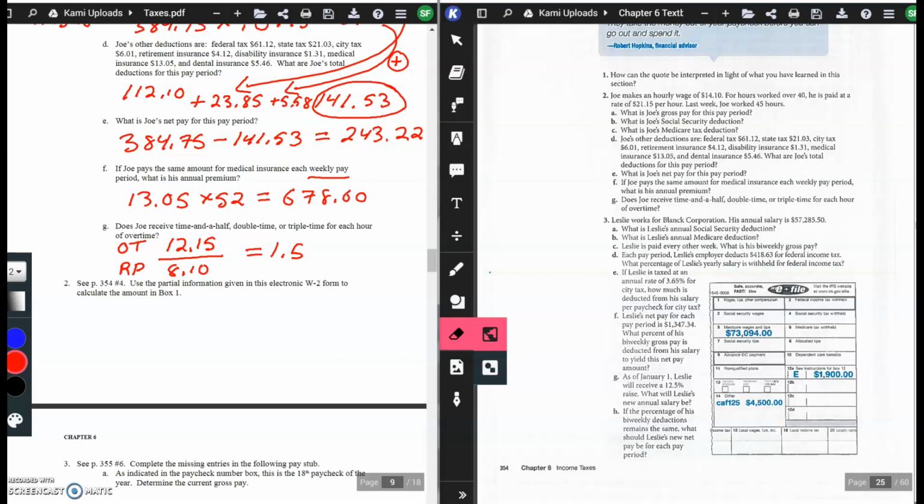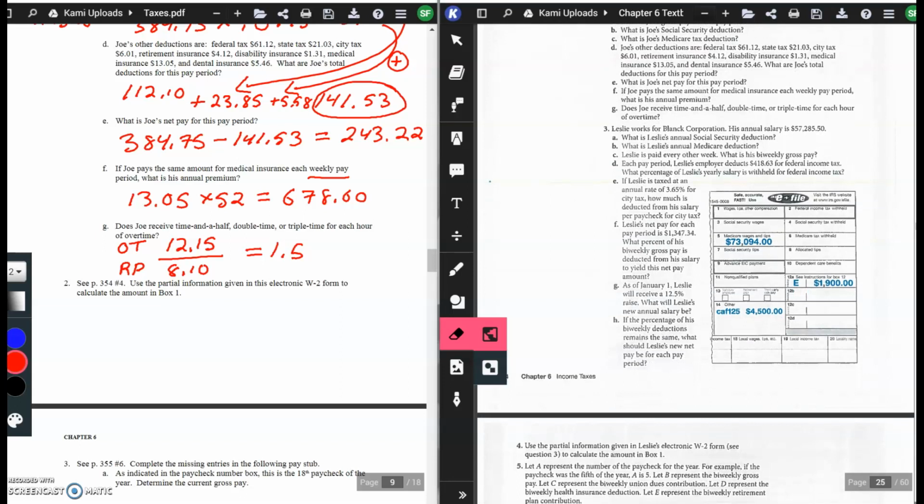Number 2 says see page 354. Number 4, use the partial information given on the electronic W-2 form to calculate the amount in box 1. Okay, so number 4 says use the partial information given on Leslie's electronic W-2 form. See question 3. So we are looking right here in our textbook. That's an electronic W-2. All right. I also posted on the calendar a W-2 explained, all the different boxes. We'll hit on these different boxes, but if you want to see where everything is at one time, I did post that for you.